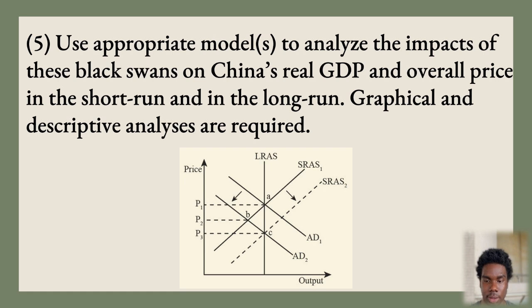However, in the long run, the economy must adjust through lower wages and prices, shifting the short-run aggregate supply curve to the right, potentially restoring the real GDP, but at a lower price level.